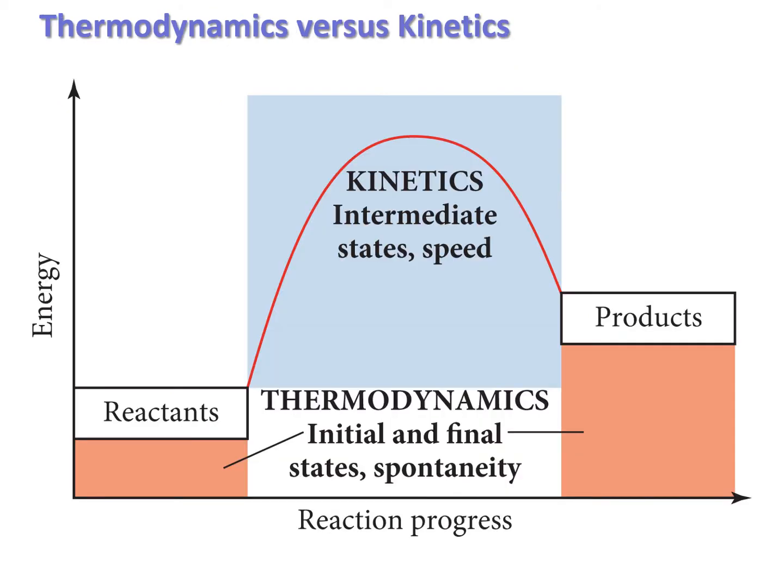So here's a graph depicting the idea of kinetics versus thermodynamics. So thermodynamics, we only look at initial and final states. And this has to do with spontaneity, whether it's going to happen on its own or not, right? And if it happens on its own, you'll get the reactants turn into the products by themselves. Kinetics has to do with speed. Kinetics has to do with how you actually got there.